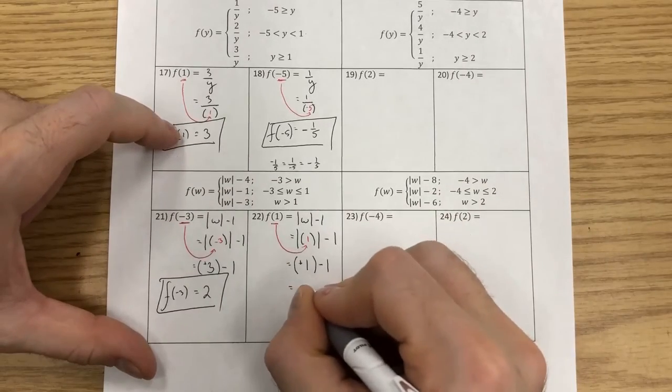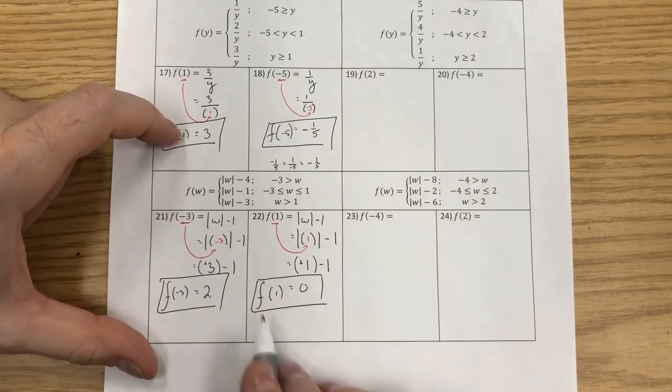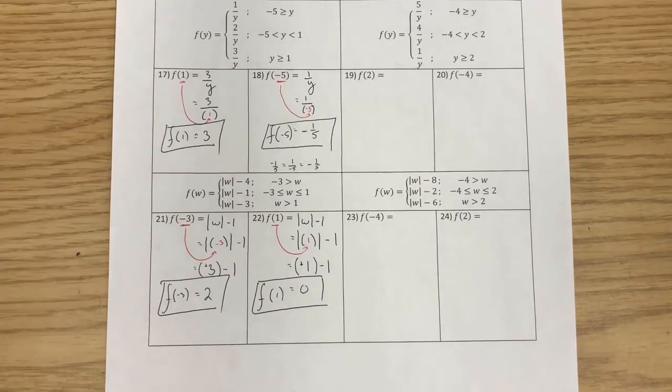1 take away 1 is going to give me 0. The function f evaluated when we plugged in the number 1 gave me the answer of 0. And there we go.